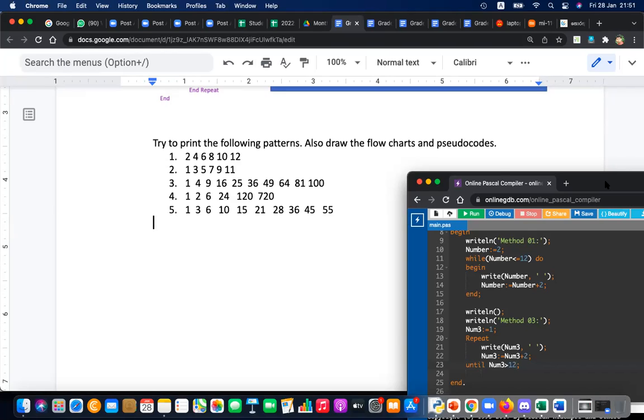When you do this, please send me a WhatsApp or send it to the Discord. Then I can watch it and let you know, maybe correct the mistakes if you have any.